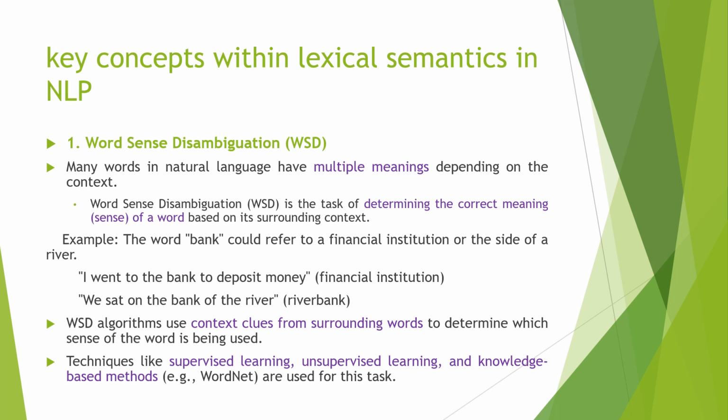For example, the sentence "I went to the bank to deposit money" refers to the financial institution, and the next sentence refers to the river bank. "We sat on the bank of the river" is related to the river bank. So here we use context clues to understand the word, and based on surrounding words, it determines the sense of the word. So this task is useful in supervised machine learning, unsupervised machine learning, and knowledge-based engineering and knowledge representation techniques, where we use WordNets for capturing the meaning.